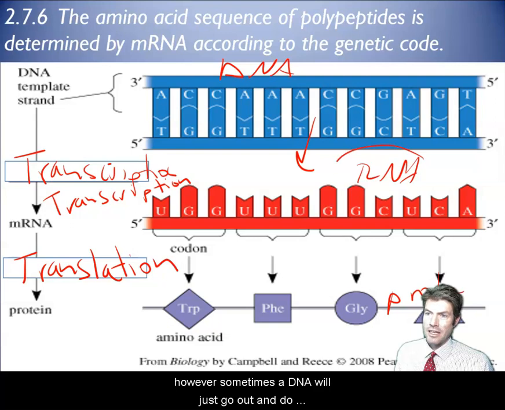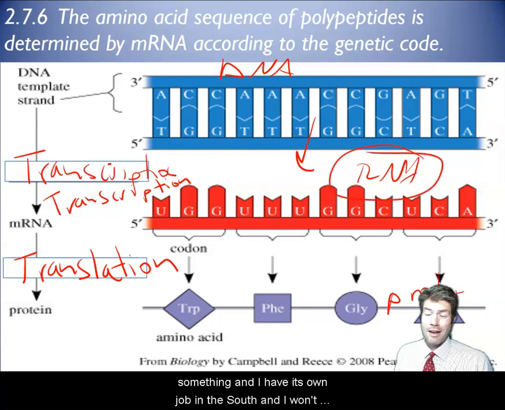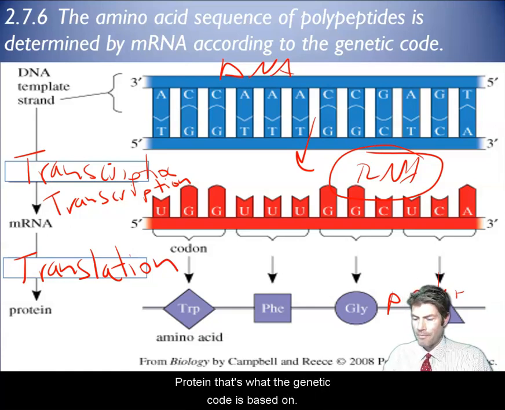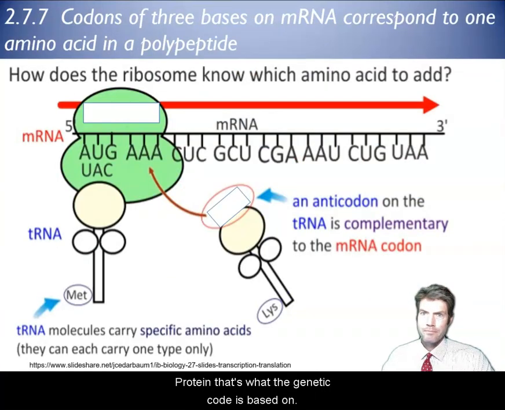And real simple, it isn't always real simple, but DNA to RNA to protein. However, sometimes the DNA will just go off and do its own thing and have its own job in the cell, and it won't go to make any protein. But normally, DNA to RNA to protein. That's what the genetic code is based on.